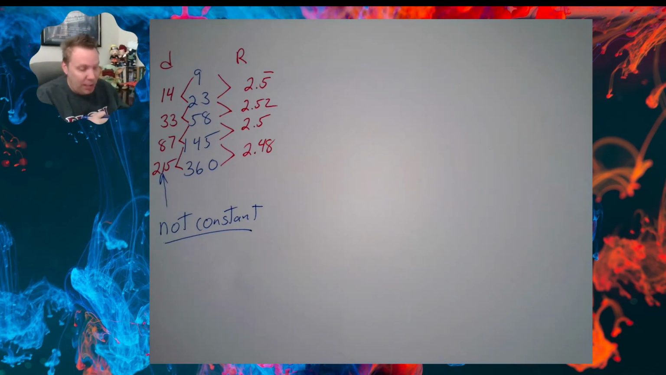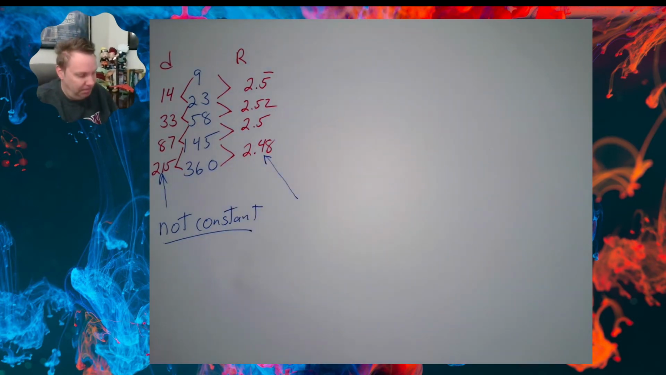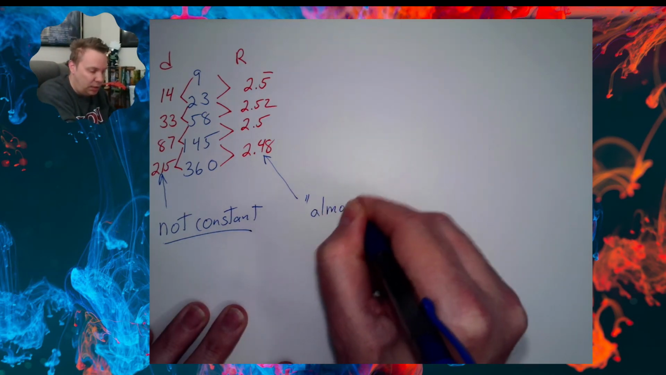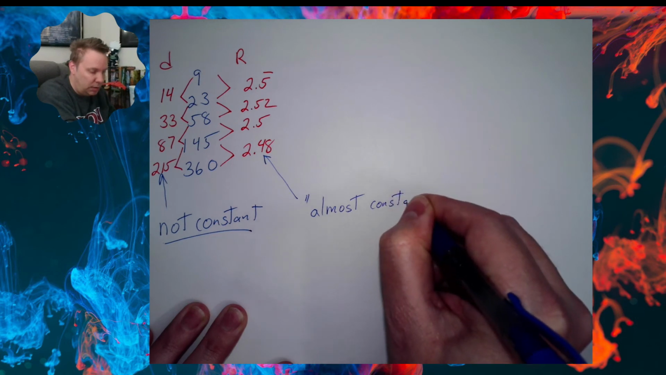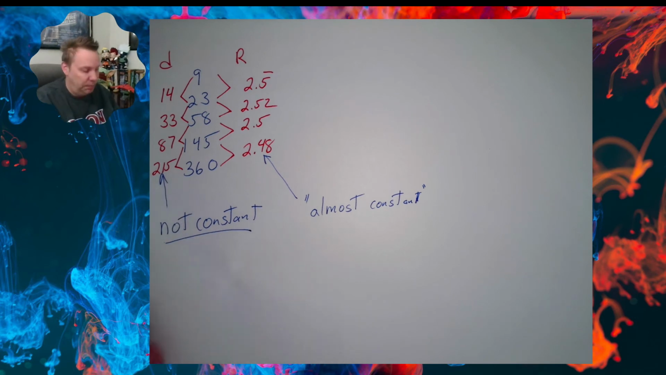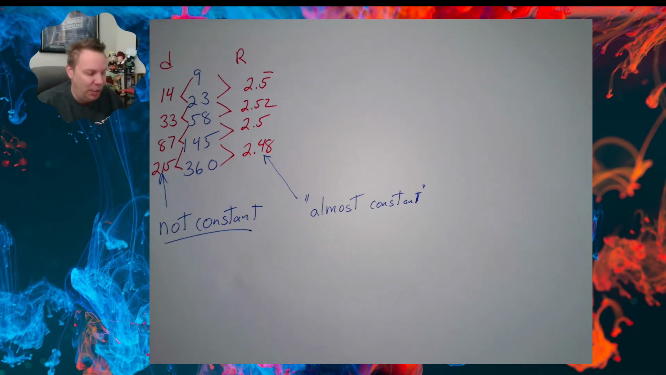Now, this is where we have to kind of squint a little bit. Are those ratios constant? Well, no. Are they very close to being constant? Is the difference in these ratios a lot? No. So I will say this is almost constant. Well, it's a lot more constant than this one. So I will say that this data, these outputs, follows an exponential model much better than a linear model.